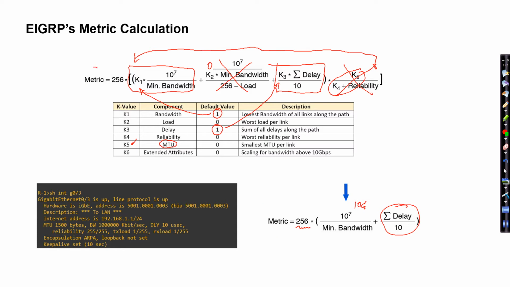Anyway, back to the metric calculation here. Now we have a simplified version of the EIGRP metric. Let's head on over to our topology so we can perform a few metric calculations.